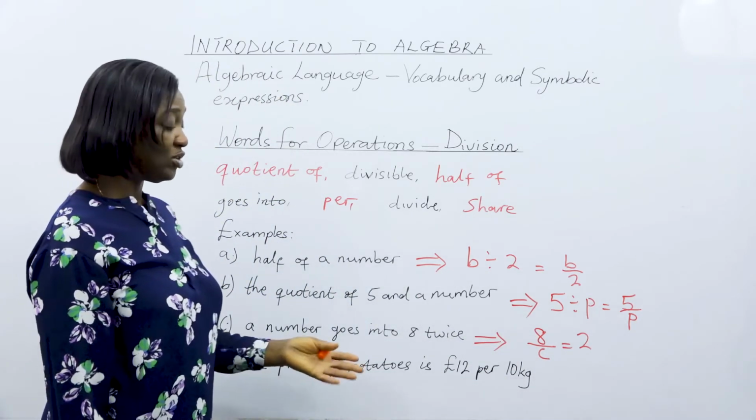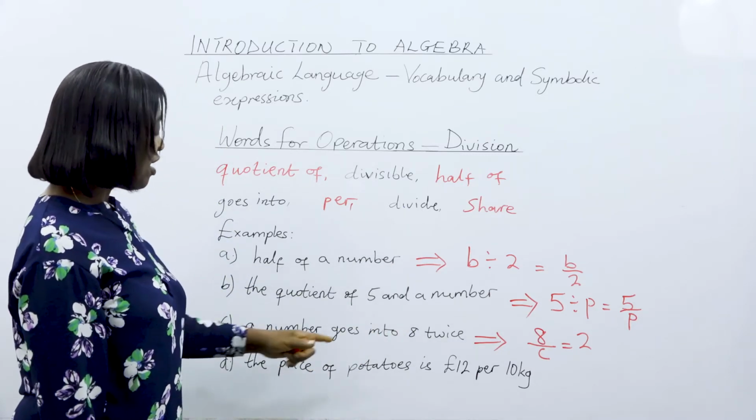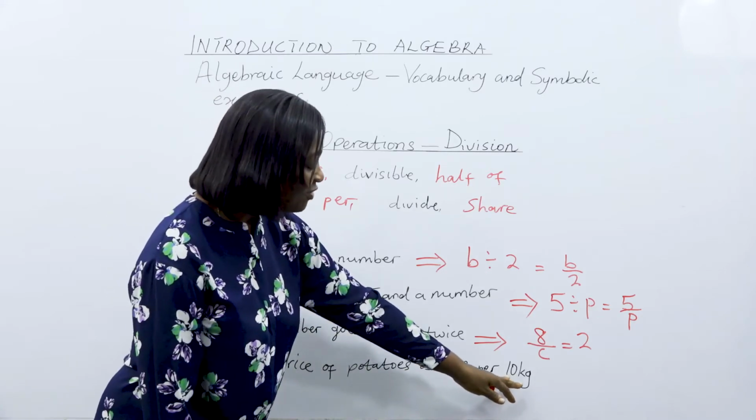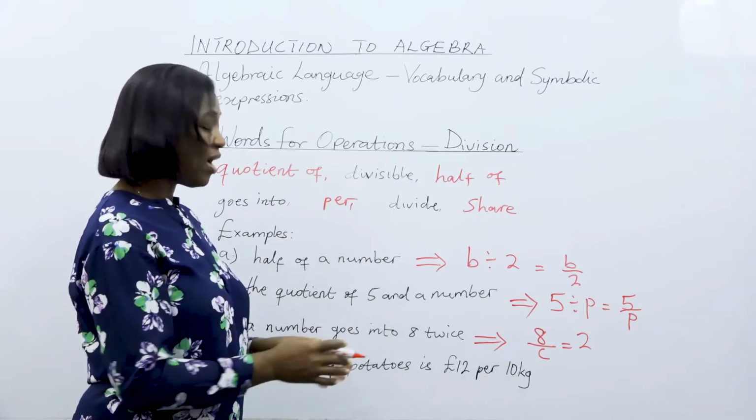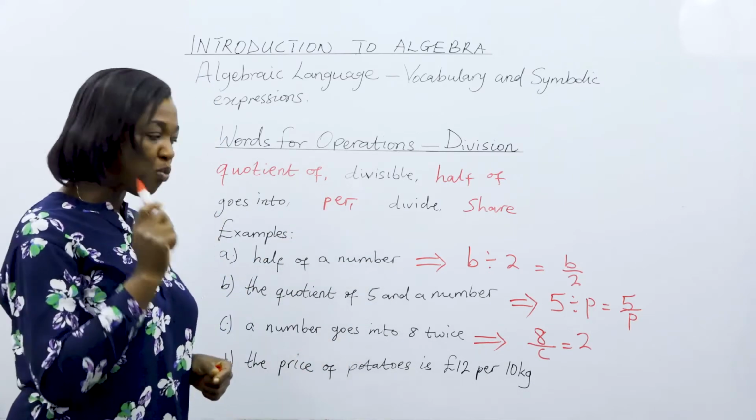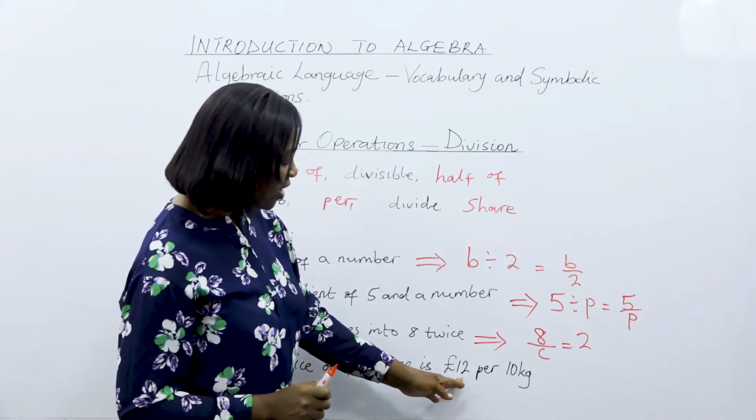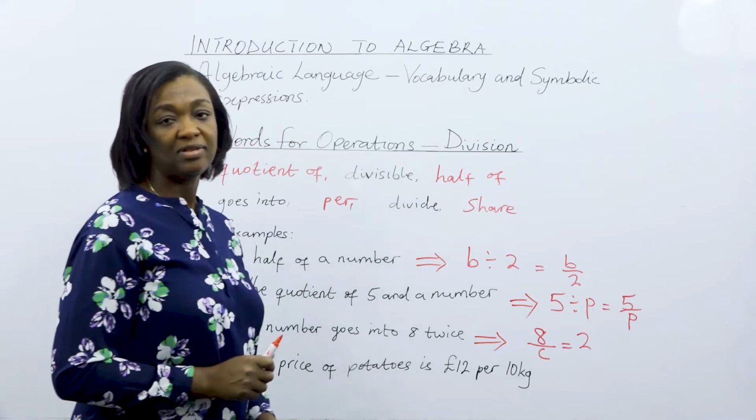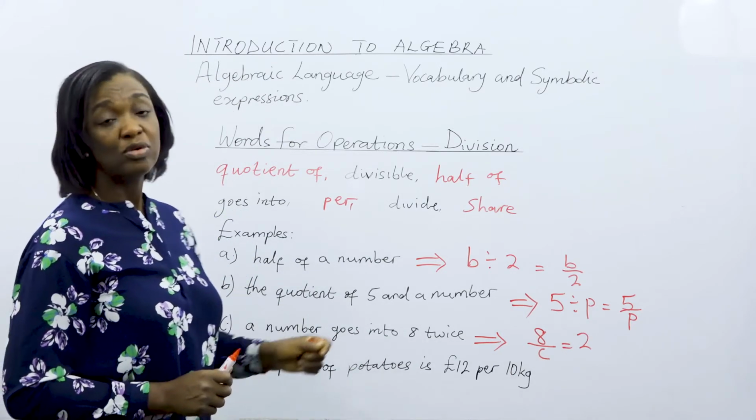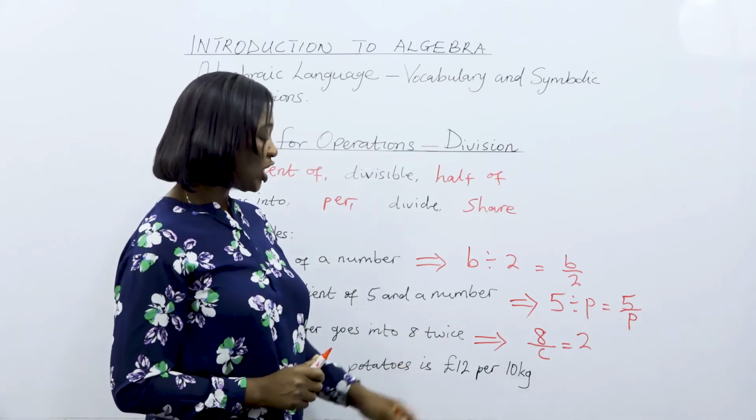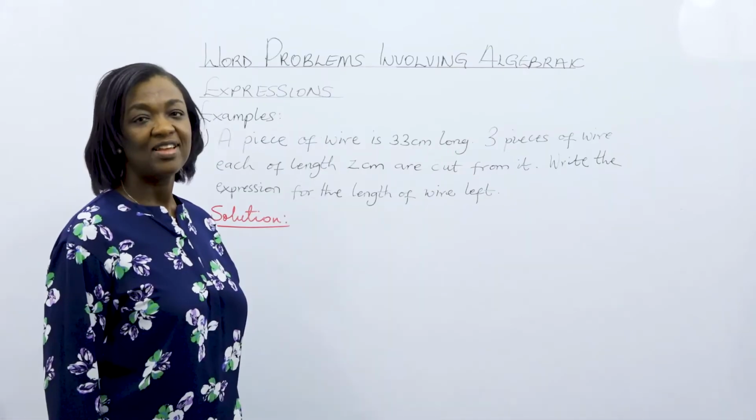The price of potatoes is 12 pounds per 10 kilograms. Per means divide, because we have 10 kilograms here, costs 12 pounds. What is the cost of 1 kilogram of potato? So we are dividing 12 pounds by 10. And if we do that, that will give us 1 pound 20. So each kilogram would cost 1 pound 20.